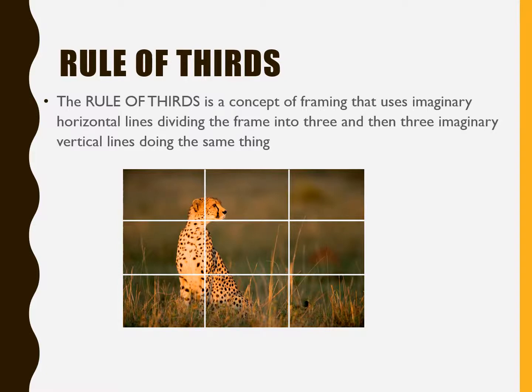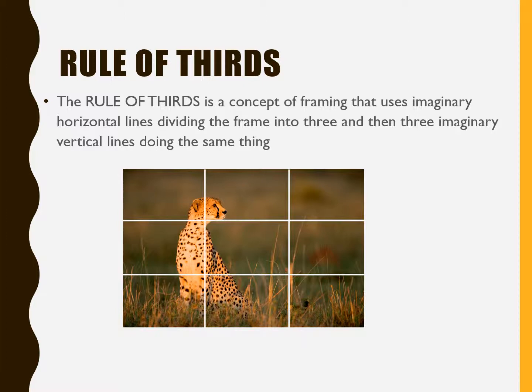There's also an idea, speaking of rules, called the rule of thirds. It's this concept of framing that uses two imaginary horizontal lines dividing the frame into three, and then two imaginary vertical lines doing the same, right? They're not three lines, they're dividing the frame into three sections, so it's nine boxes on the screen. They're created by these imaginary lines, right?